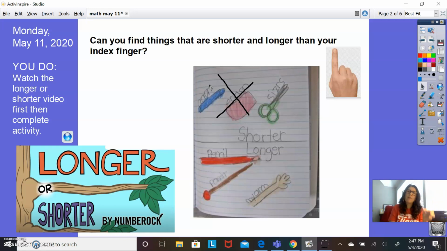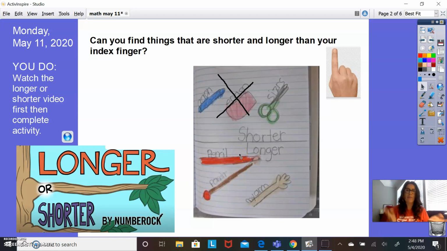Okay? So I want you to find at least 2 things for each one. Find at least 2 things that are shorter than your index finger, and then 2 things that are longer than your index finger. So if I look here on my desk, oh look, I found a marker. Let's see, I'm going to compare. So here's my index finger, and here is the marker. Is this marker longer? It is. So then what I can do is right here, where it says longer in this section, I can draw the marker, label my picture to say marker, and there you go.